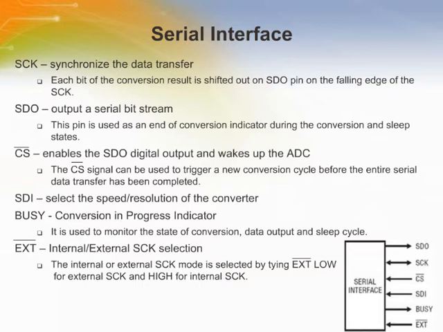The LTC2440 transmits the conversion results and receives the start of conversion command through the synchronous 2-wire, 3-wire, or 4-wire interface. During the conversion and sleep states, this interface can be used to assess the converter status, and during the data output state, it is used to read the conversion result and program the speed resolution.